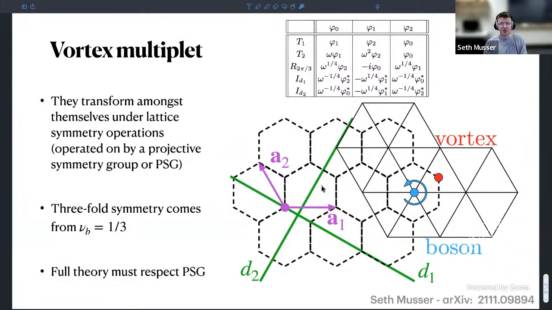And I pictured the symmetries here. So we have translation by unit vector 1, 2, reflection by D1 and D2, and then rotation about this purple site. Great.